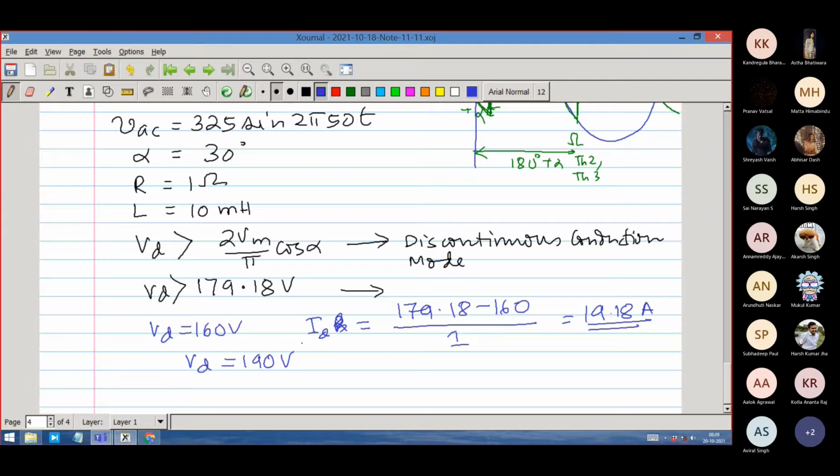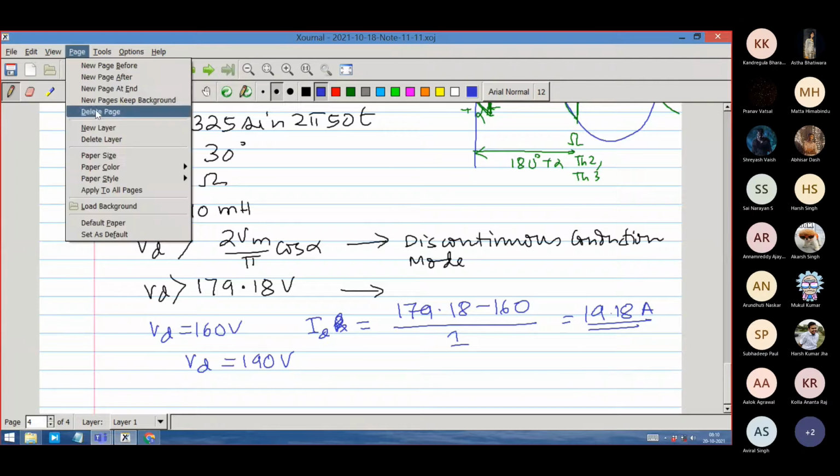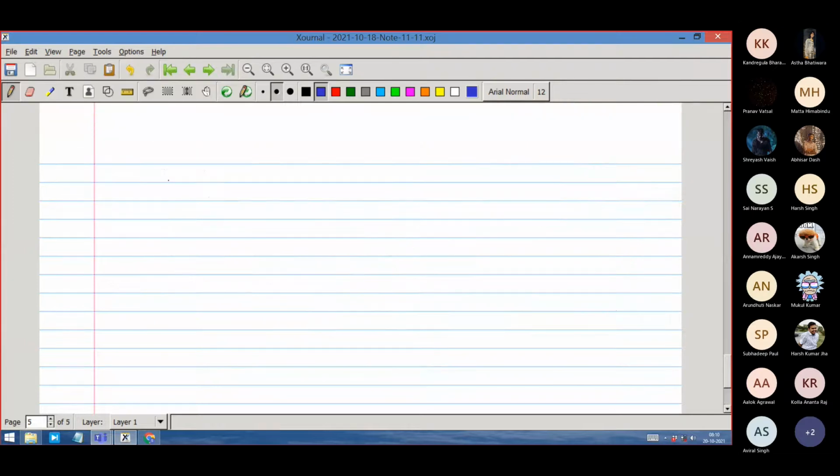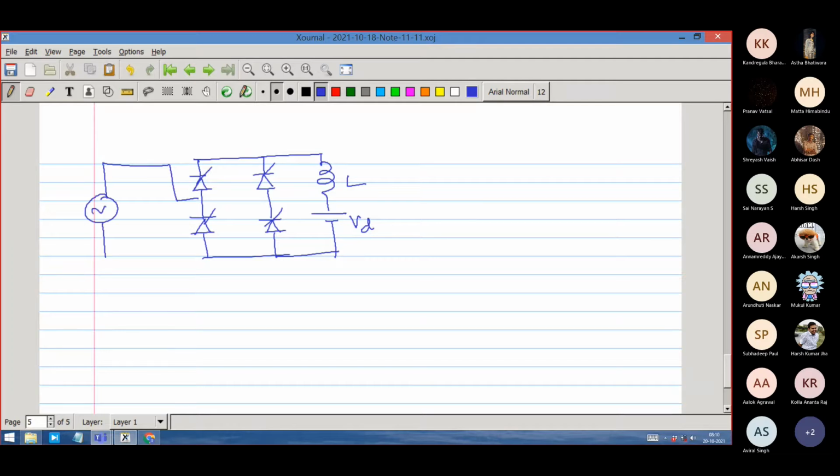This also leads us to another interesting conclusion. Suppose R is equal to 0. Then what can we conclude from this circuit? Look at the circuit again. What does it mean? R is equal to 0. Only an inductor and a voltage source is there.